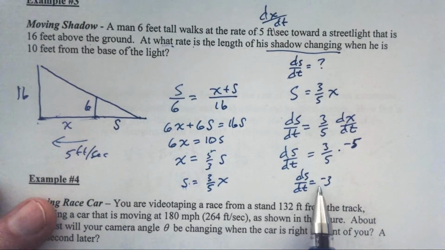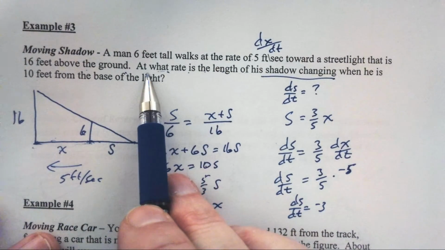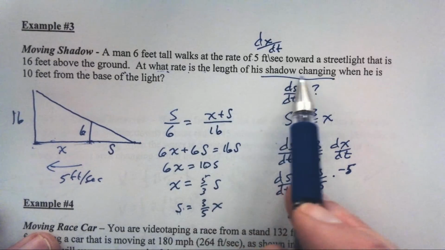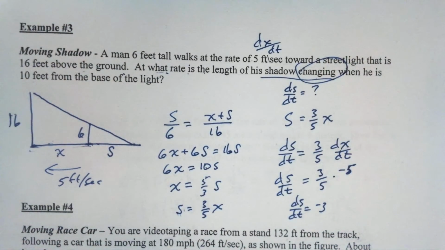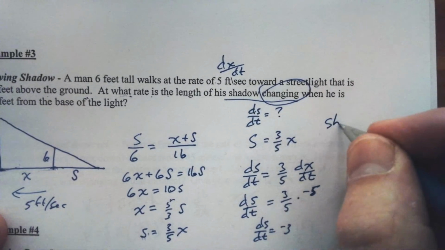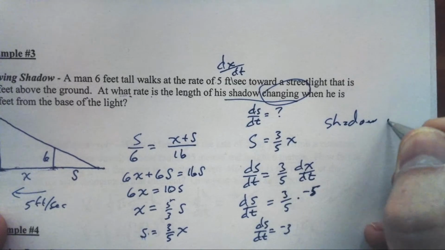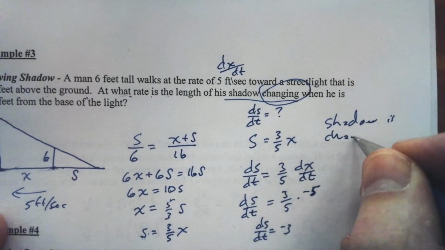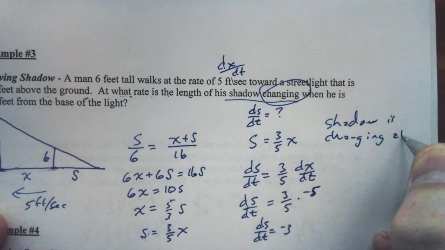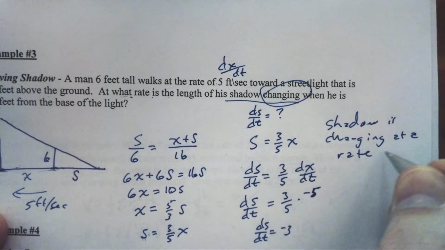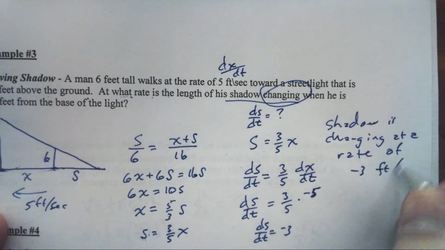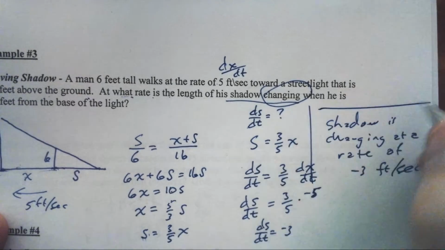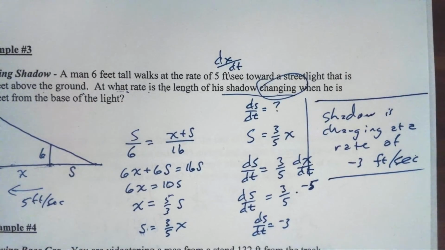Okay, so let's see what we've got. At what rate is the length of the shadow changing? Changing. So if they said decreasing, we'd say at a rate of 3 feet per second. But the shadow is changing at a rate of -3 feet per second. And there we got it.